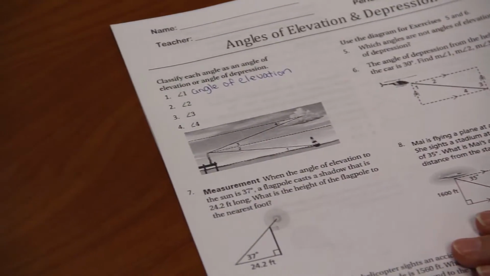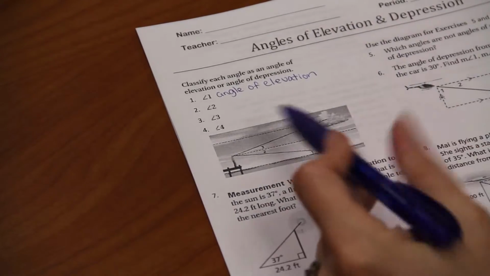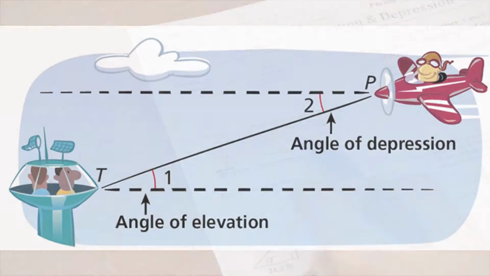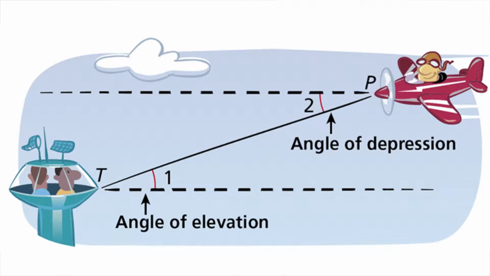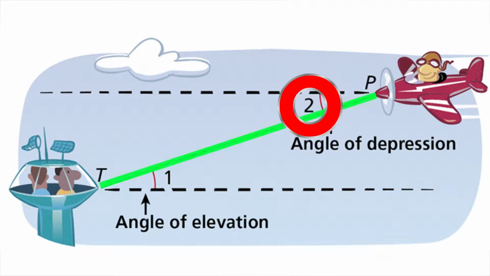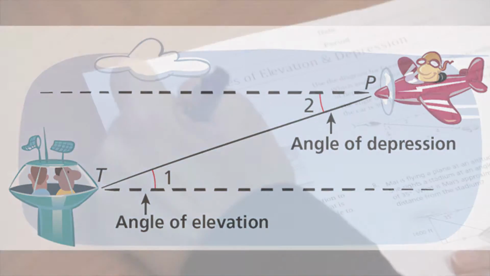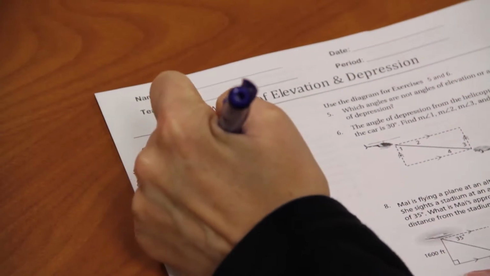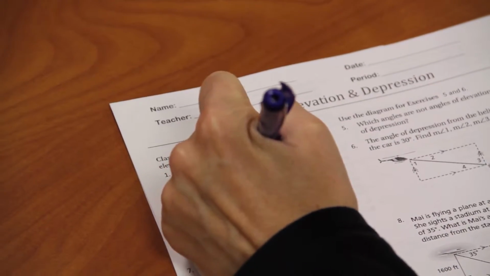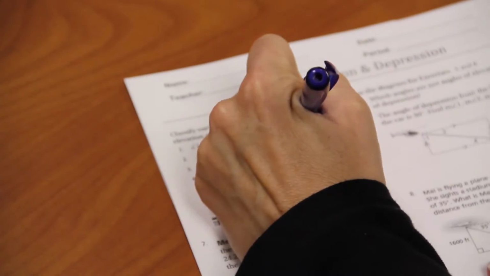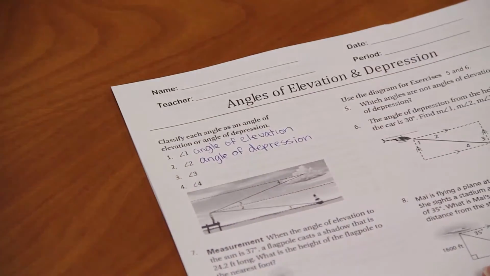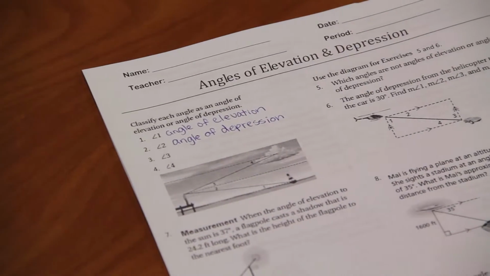If I look at number 2, let me find my dotted horizontal line. That gives me a point of reference. Now if I look at angle 2, I'm looking down at the boat. I'm looking at it from the perspective of my person here, and he's looking down at the boat. So that would be an angle of depression. And I'll let you complete 3 and 4.